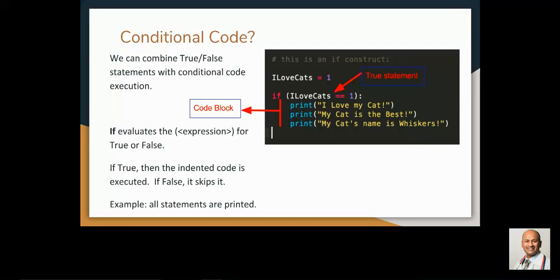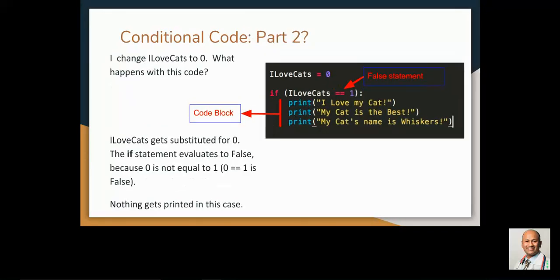And part two. So what happens if I love cats equals 0? If I love cats equals 0, then that whole section of conditional code just doesn't execute at all.